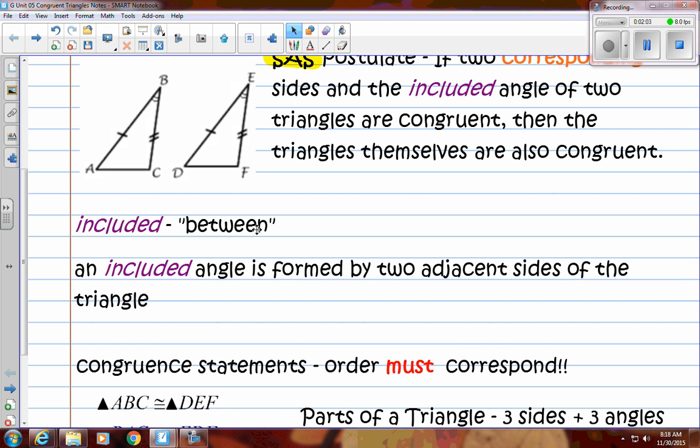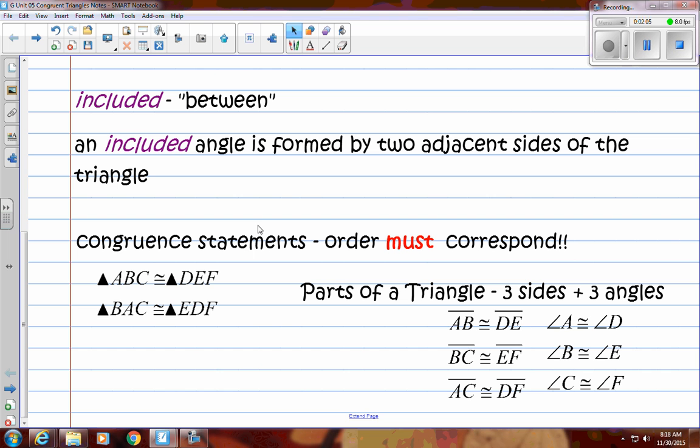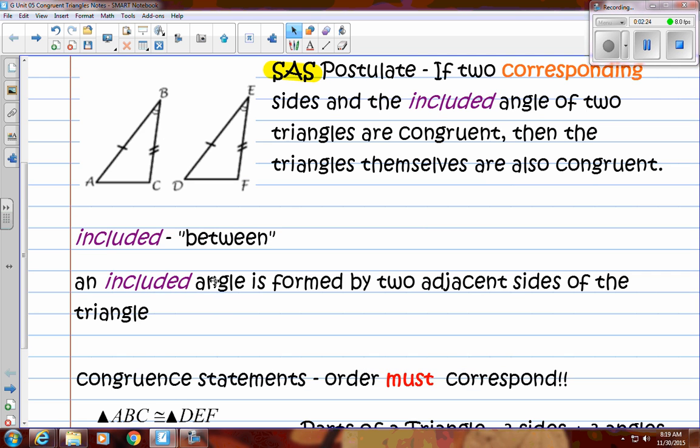Once you know that a triangle is congruent, you're going to be asked to write a congruence statement. And those are simply just stating that two things are congruent. The important thing about a congruence statement is the order. The order must correspond. So for example, in our examples up here, we had triangles ABC and DEF.